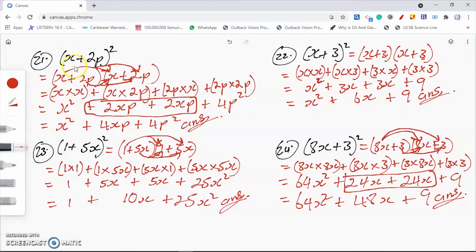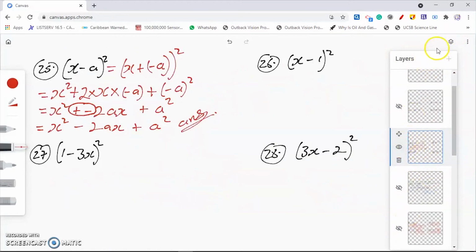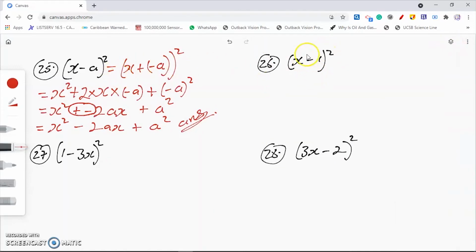How we did here when we had, for example, x plus 2p squared. We wrote it out. We said that is the same as x plus 2p times x plus 2p, and then we multiplied it. This is not the only way we can do it. We can do it as I just demonstrated. Good. So let's look at another one.